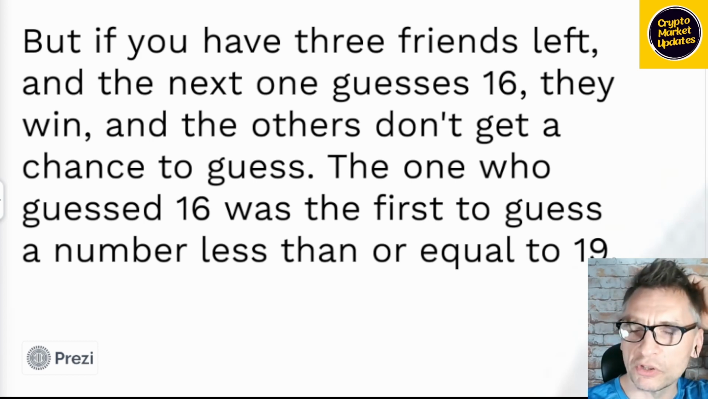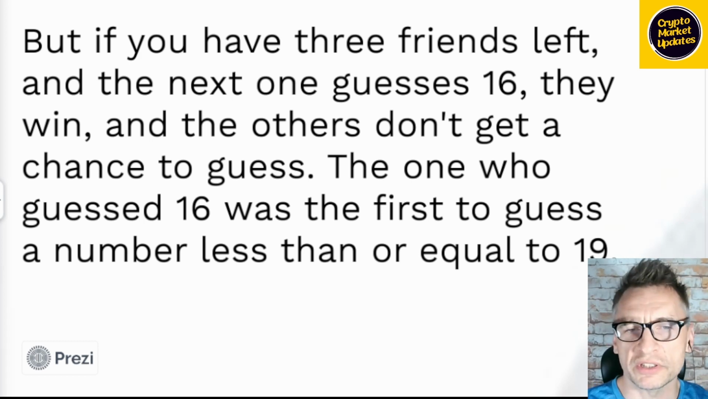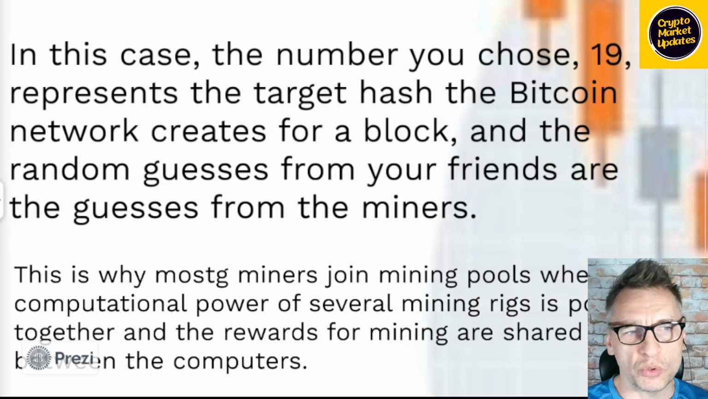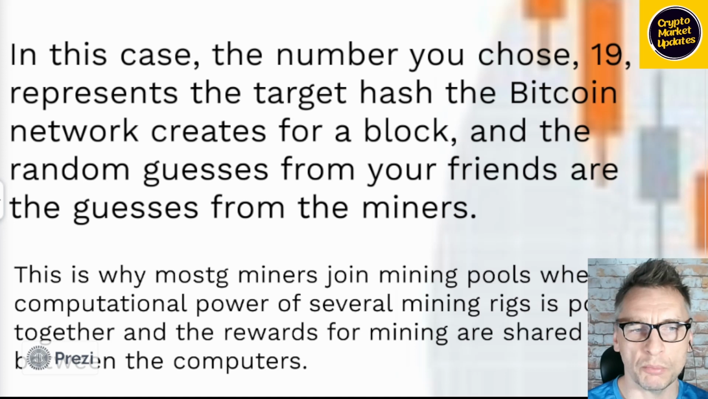When we're talking about friends here in this example, obviously it's a comparison to computers. So imagine that the friends are the people who own the computers that do the mining, that can compute the transactions or compute the equations. In this case, the number you chose, 19, represents the target hash the Bitcoin network creates for a block, and the random guesses from your friends are the guesses from the miners.